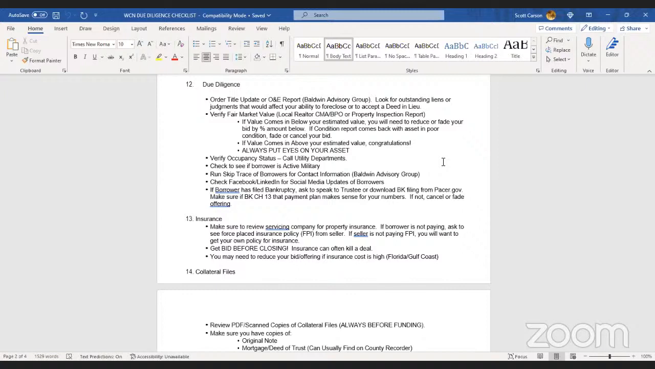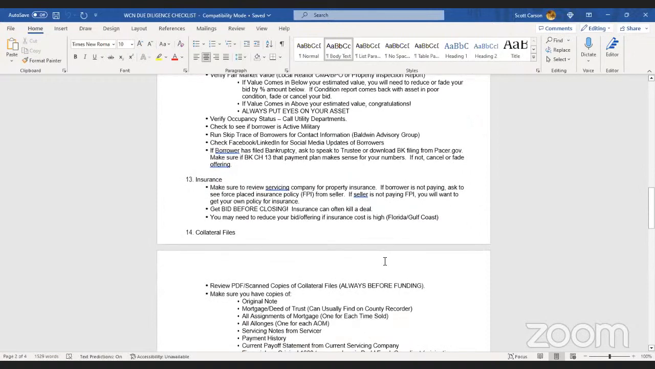Insurance can often kill a deal in Houston, Texas, or Florida, other places that have rough markets. Okay. Careful. Especially in states where insurers are pulling out, like California has a rough time. Insurance costs there can kill a deal because it's an expense that's just going to murder your profits. Okay. You may need to reduce or cancel your bid altogether if insurance comes back too high.